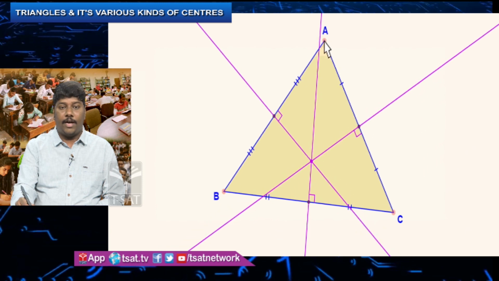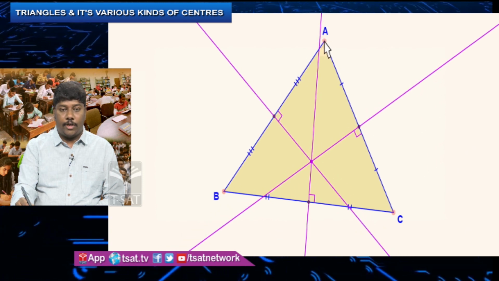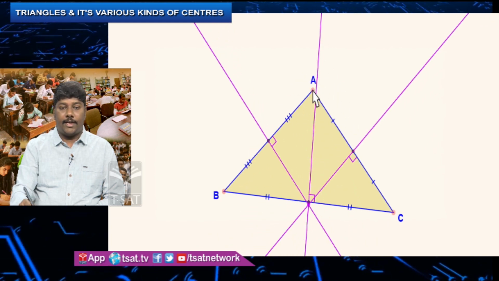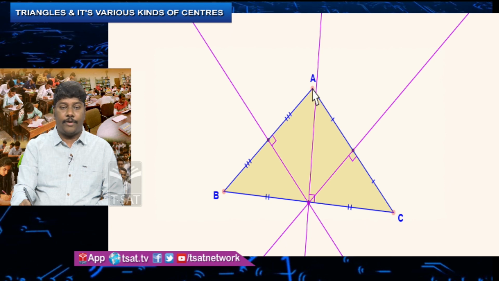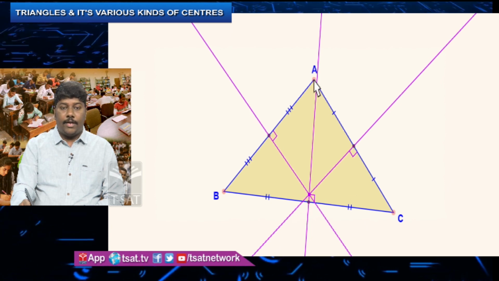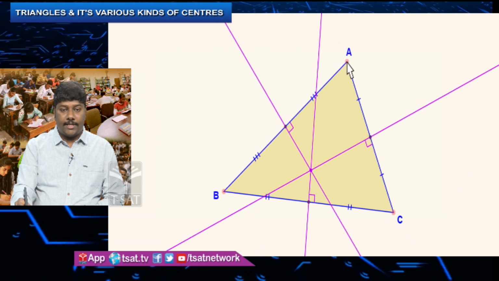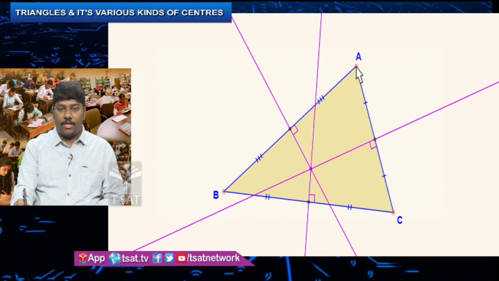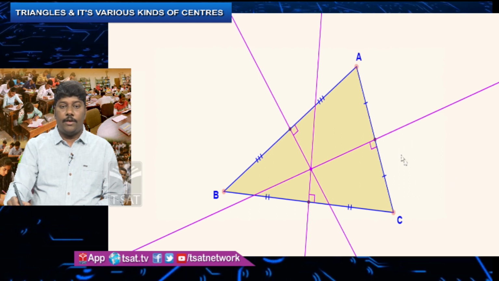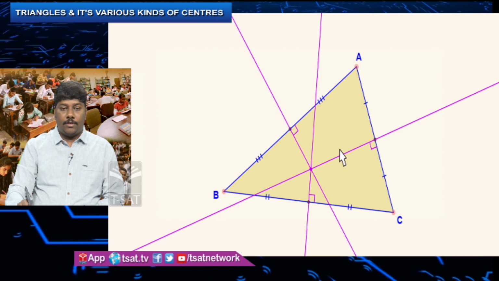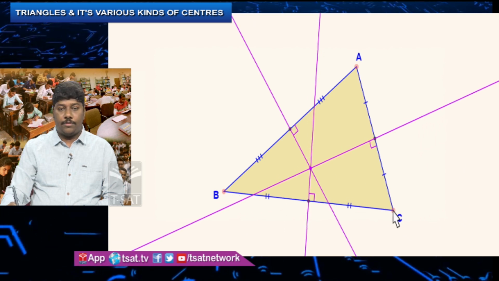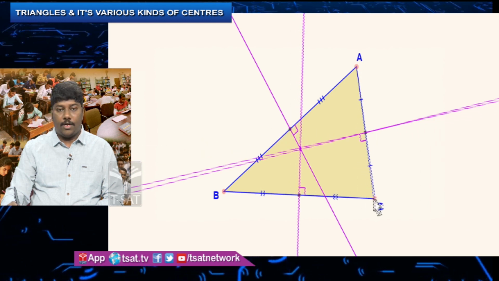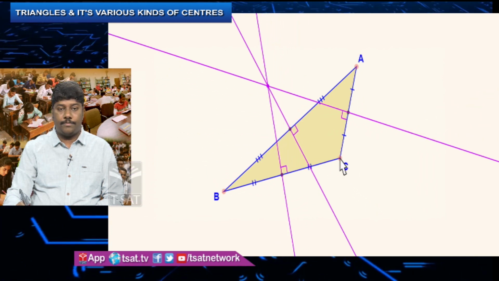If you go for acute, it is inside. Acute inside, obtuse outside. For a right angle triangle, it is exactly at the midpoint of the hypotenuse. And if you look at this, the circumcenter is always equidistant from the vertices. If I take the right angle at C, it is exactly the midpoint of AB, acute, obtuse.